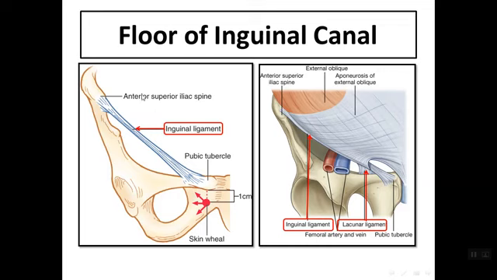This is the floor of the inguinal canal that is formed by the inguinal ligament. This is the inguinal ligament. It's formed by the folded lower border of the external oblique aponeurosis, extending in between the anterior superior spine and the pubic tubercle. Near the medial end of the inguinal ligament, this is the lacunar ligament that extends medially and backward.